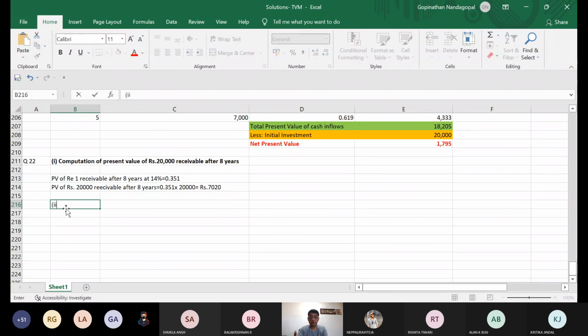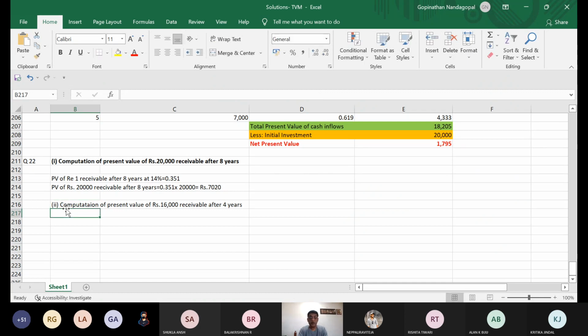Next, number 2. So they say that instead of 20,000, I'm going to receive 16,000. So what is the present value? So computation of present value of rupees 16,000 receivable after 4 years.